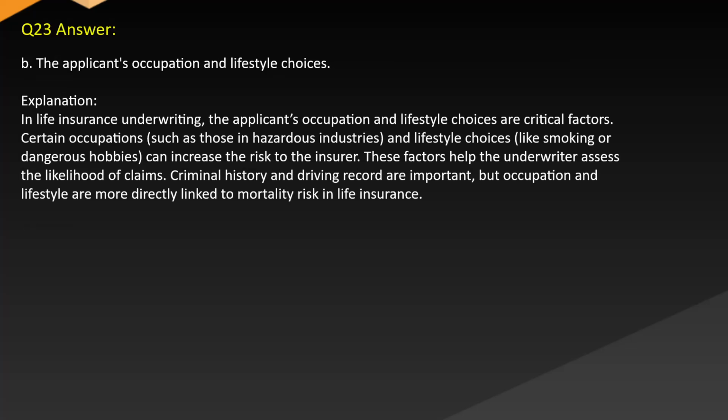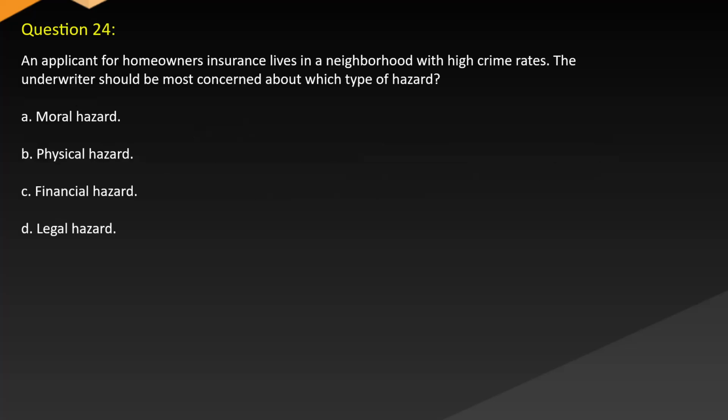Answer: B. The applicant's occupation and lifestyle choices. Explanation: In life insurance underwriting, the applicant's occupation and lifestyle choices are critical factors. Certain occupations, such as those in hazardous industries, and lifestyle choices like smoking or dangerous hobbies, can increase the risk to the insurer. These factors help the underwriter assess the likelihood of claims. Criminal history and driving record are important, but occupation and lifestyle are more directly linked to mortality risk in life insurance. Question 24. An applicant for homeowners insurance lives in a neighborhood with high crime rates.